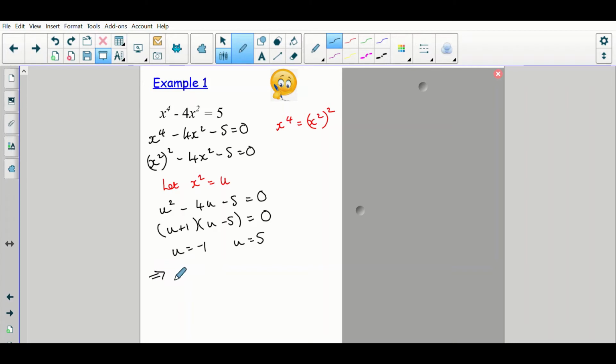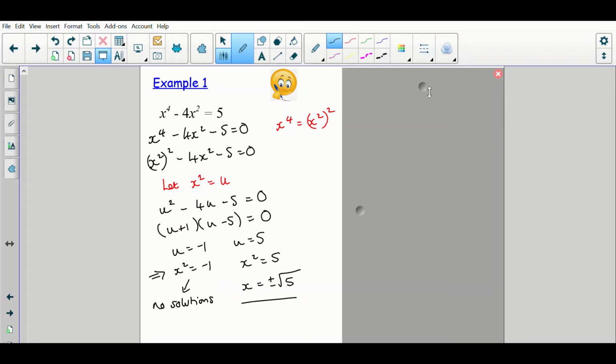So that means, going back to my original substitution, that x squared is minus 1 or x squared equals 5. Let's start with x squared equals 5. Square rooting both sides gives x is plus or minus root 5. We mustn't forget the plus or minus. With x squared equals minus 1, we know we can't square root a negative number. So for this strand, we just write no solutions.